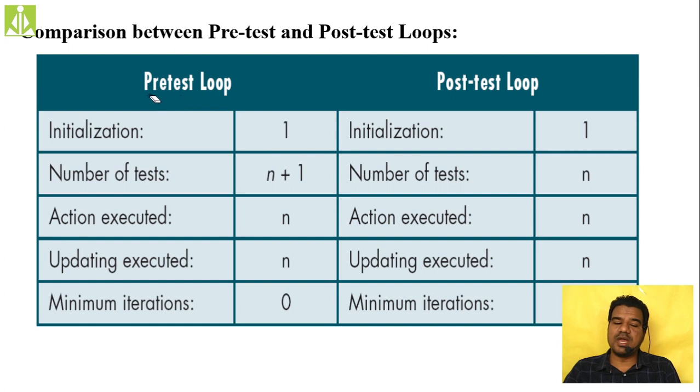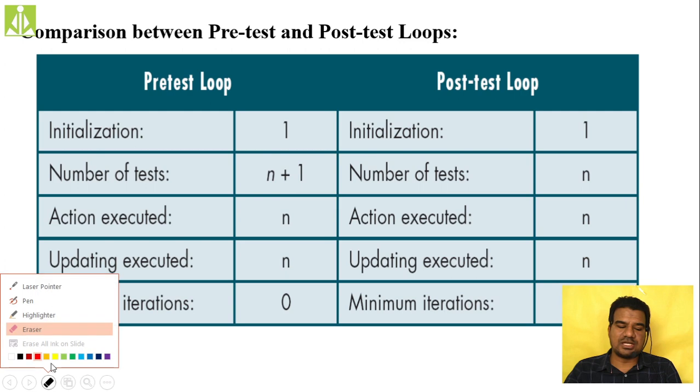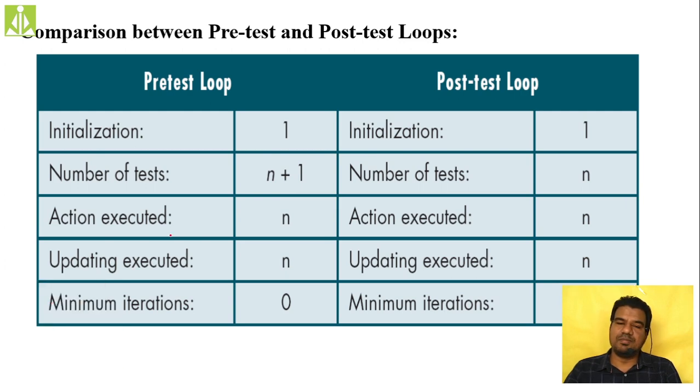How many times are we doing each of these things inside pre-test and inside post-test? If you see the initialization, in both pre-test as well as post-test, we do it only once, and that too before the loop. And then the test: how many times do we check the test condition?